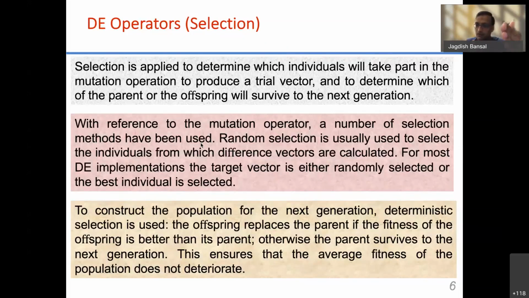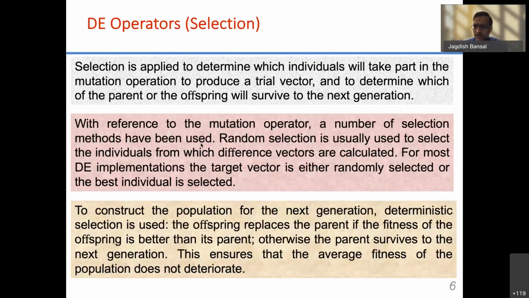Now you have a parent and you have a child. If the child is there, the parent and the child both cannot survive. Either the parent will die out or the child will die out. Whoever is better will survive, and this is called the selection. Either the parent or the child will survive, and the selection of who will survive is called the selection operator. Usually in differential evolution, it is called the greedy selection.